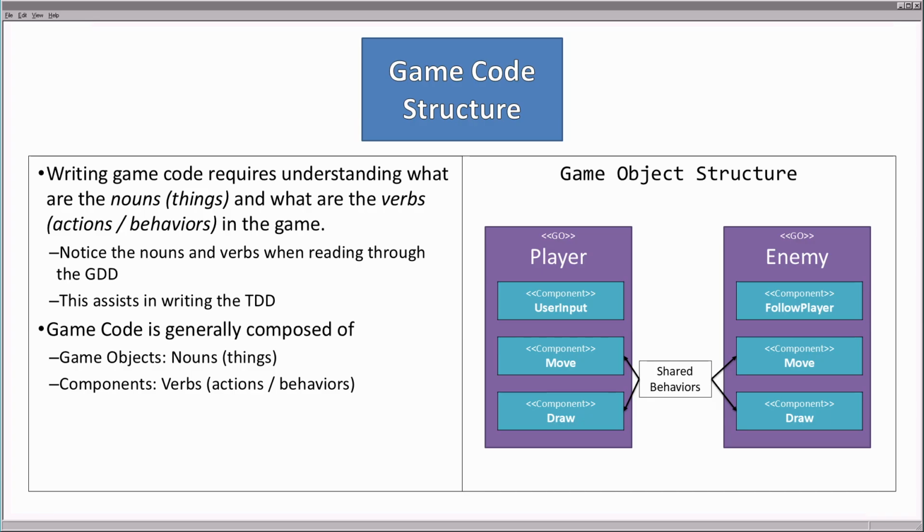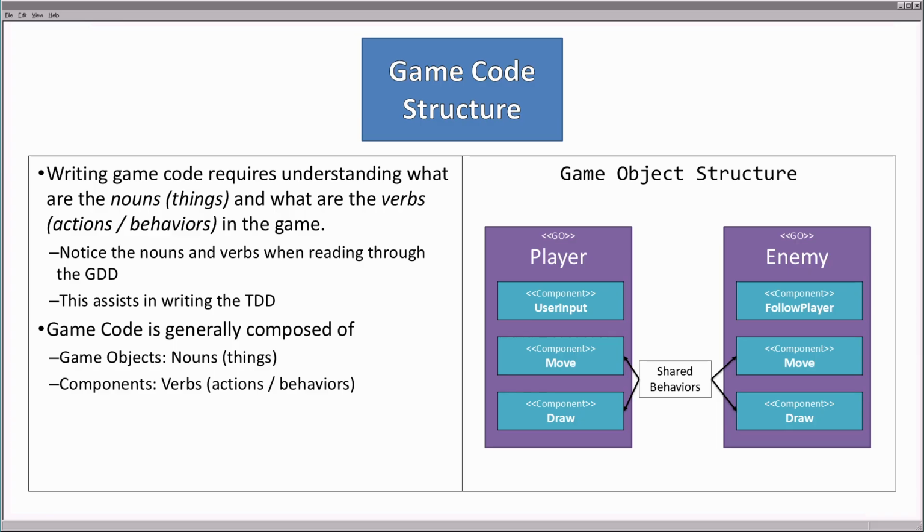Writing game code requires understanding what are the nouns, the things, and what are the verbs, the actions or behaviors in the game. One way we can start doing this is by noticing the nouns and the verbs when reading through the game design document. By categorizing the nouns and verbs, this assists in writing the technical design document. Game code is generally composed of game objects, nouns, and components, verbs. This becomes the foundational structure of games.